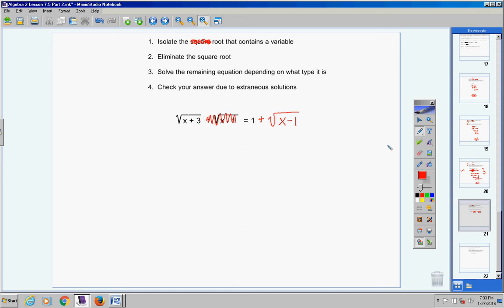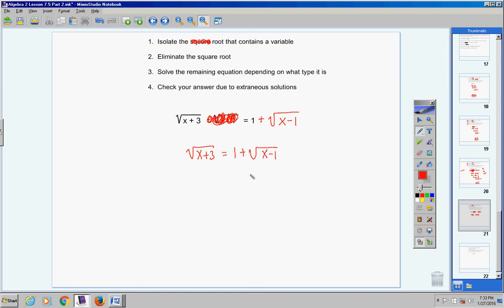Now here's what's going to get really tough in about 3 seconds, okay? Did not want to do that. Now, let's try to copy this correctly. I did, okay, good. So now, this radical's gone. This is all that I have right here: square root of x plus 3 equals 1 plus the square root of x minus 1, okay?